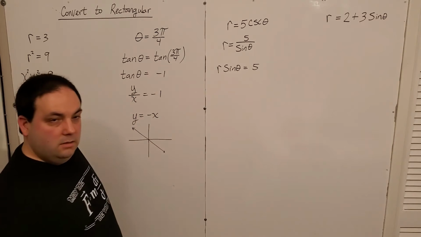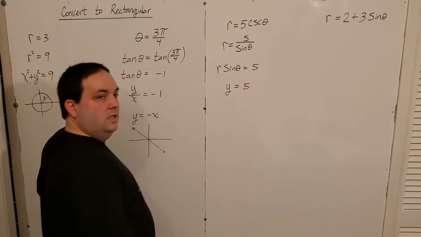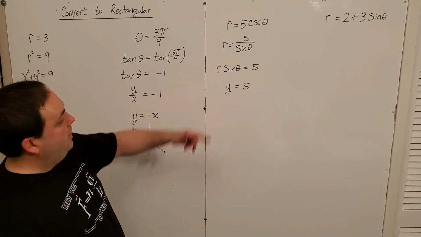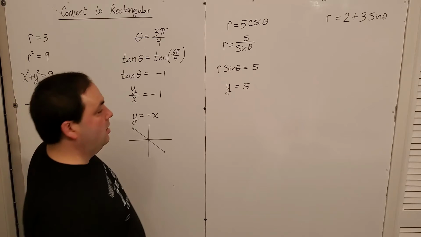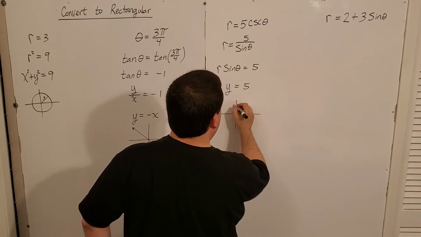Now, r sine theta, that's just y. And now it's in rectangular form. y equals 5 is a horizontal line, 5 up on the y-axis.